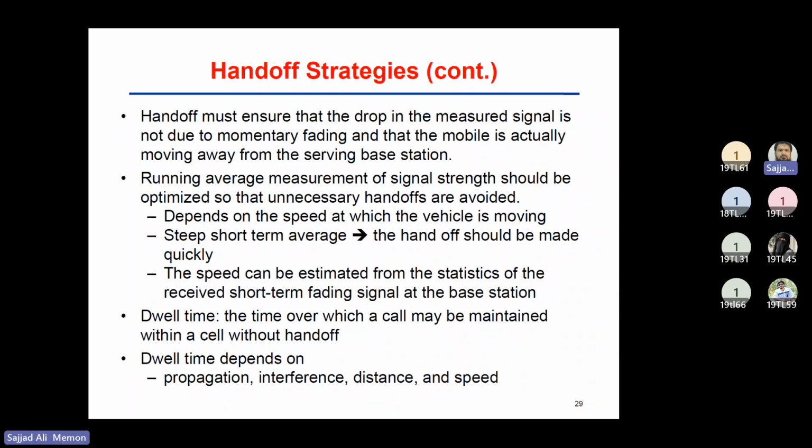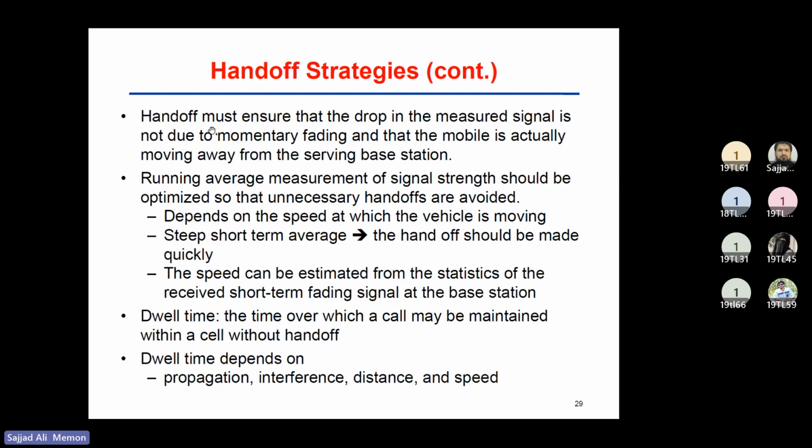So how do we do that? We calculate the running average measurement of signal strength, and that should be optimized so that unnecessary handoffs are avoided. It depends on the speed at which the vehicle is moving. With a steep short-term average, the handoff should be made quickly. The speed can be estimated from the statistics of the received short-term fading signal at the base station. And dwell time is the time over which a call may be maintained within a cell without handoff, and it depends on propagation, interference, distance, and speed.